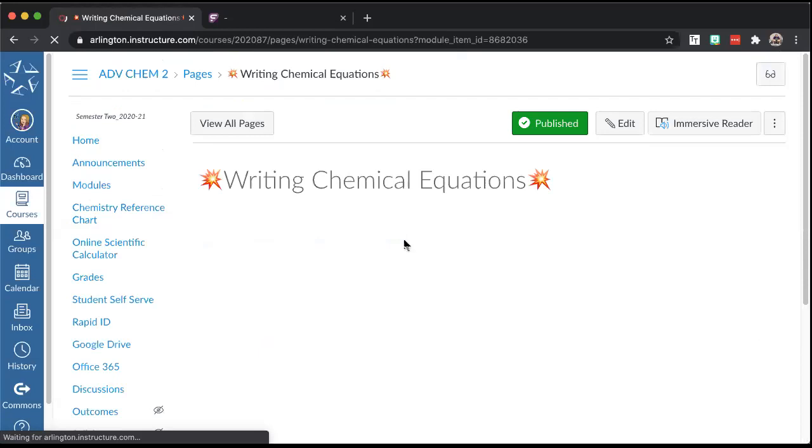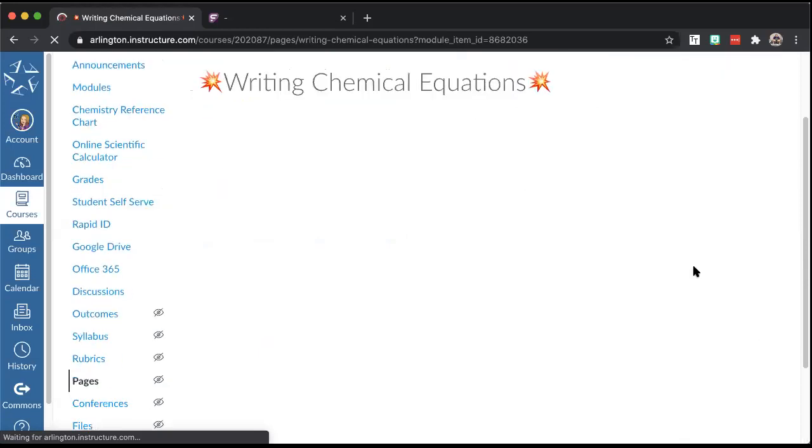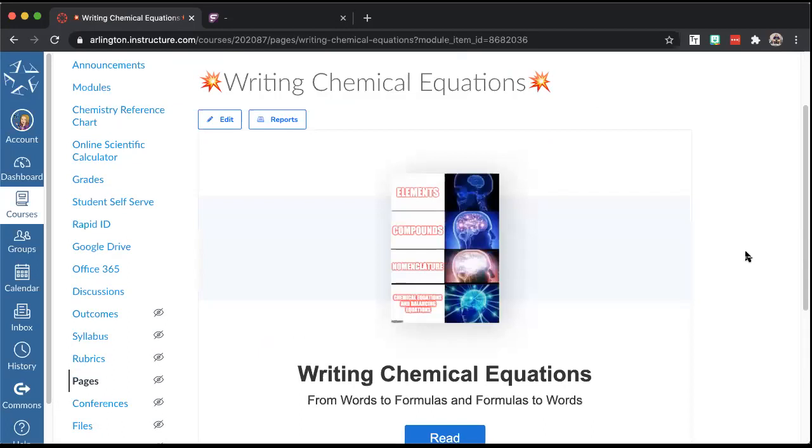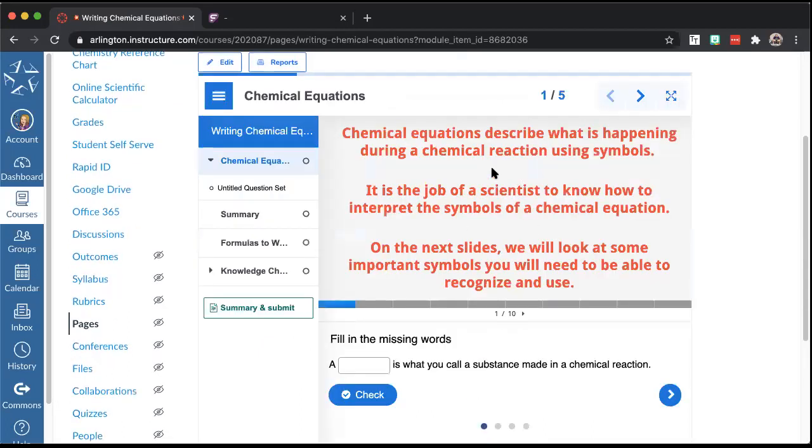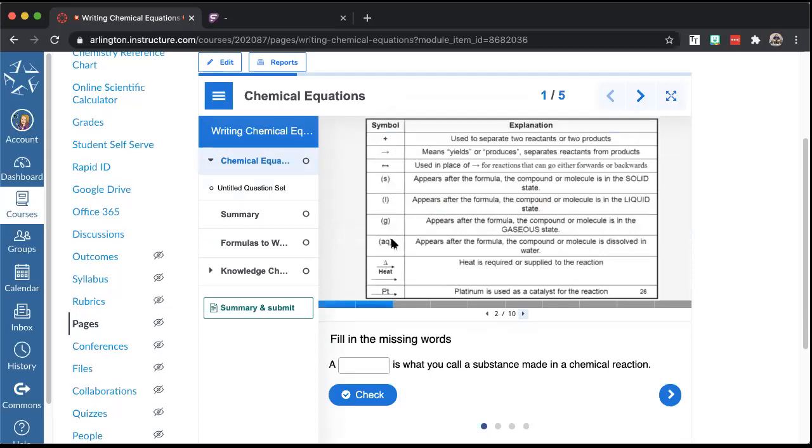When you load the lesson, we're not going to go through the whole thing because I want us to get to working on some examples together. But if you haven't gone through this, you definitely need to. It does an introduction for what chemical equations are and why we use them. Then it introduces some symbols that you're going to see pop up in our equations, and you need to know what they mean so that you know how to use them and recognize what they're for.